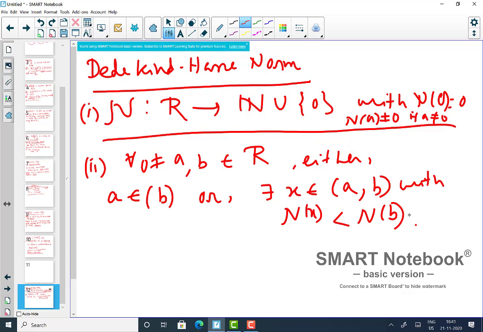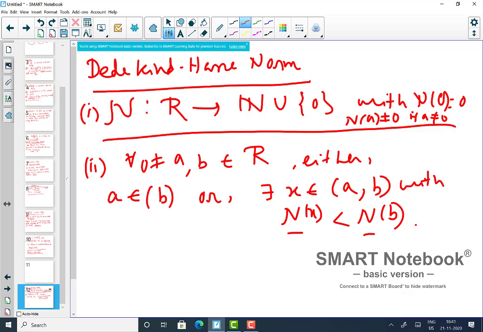So what I'm saying is that a positive norm is said to be a Dedekind norm if for any two non-zero elements in the ring, one must belong to the ideal of the other, or if they don't, then if you take the ideal generated by both, you must find an element whose norm is less than that of b. This is the Dedekind norm.